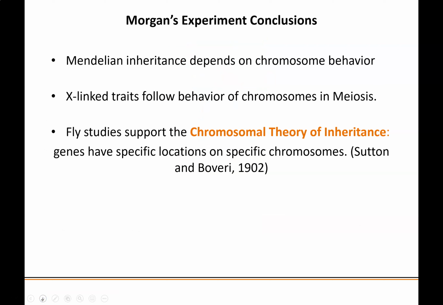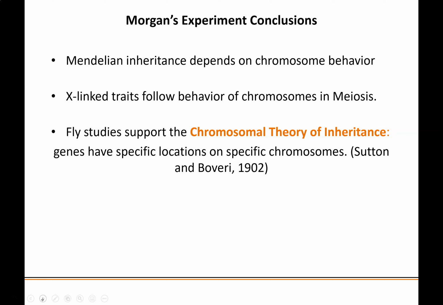All right, so Morgan's experiment was quite important. He was able to link Mendelian inheritance to chromosomal behavior. And from this, we can deduce that those X-linked traits follow the behavior and movement of chromosomes in meiosis. Remember that in meiosis, homologous chromosomes are separated, and that's how we get this pattern of females passing to males or females, and males passing to their daughters only.